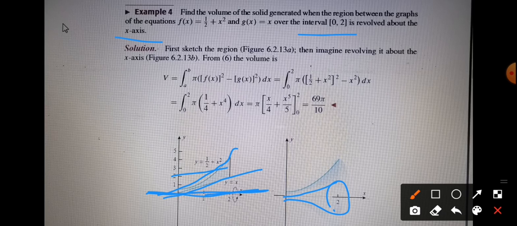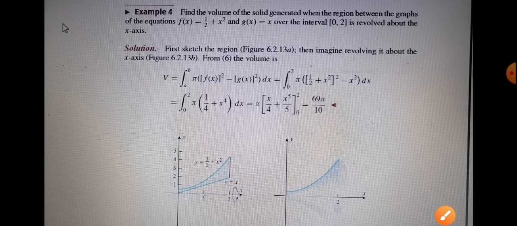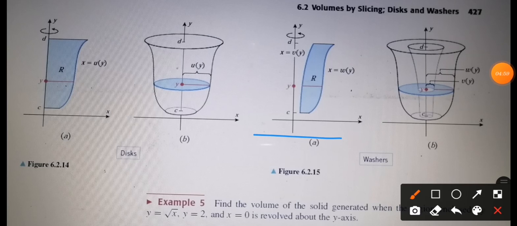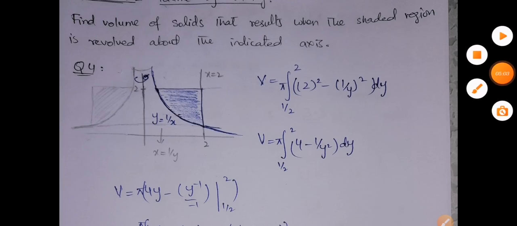So here you can see the integral of (1/2 plus x square) whole square minus x square, varying from 0 to 2. So integrating this, we can get the volume. The same holds for the y-axis. We just have to put the limits of y and the function in terms of y.